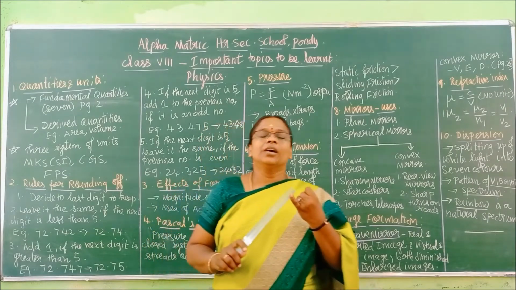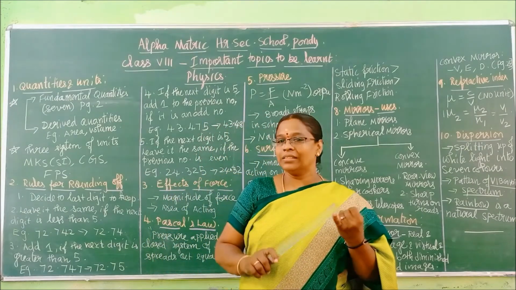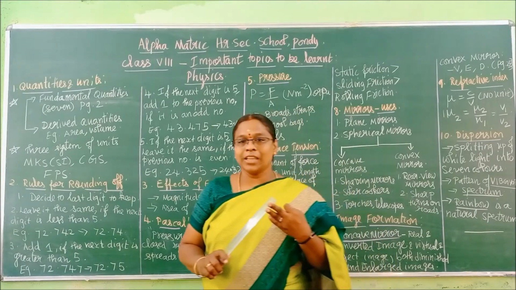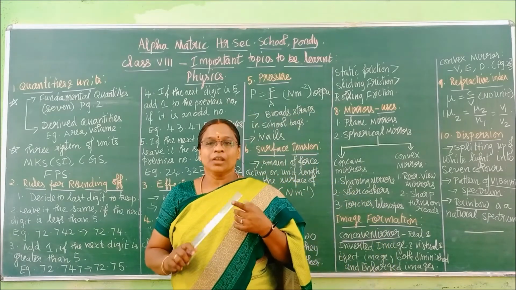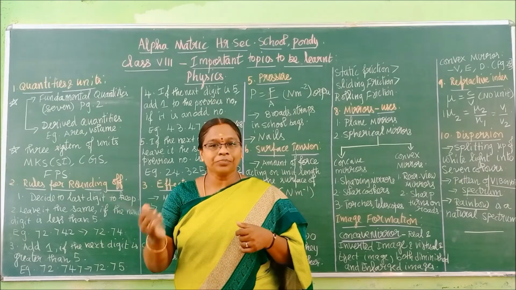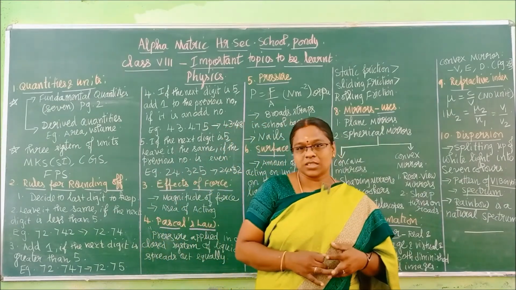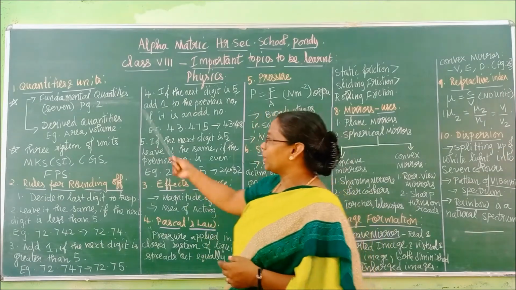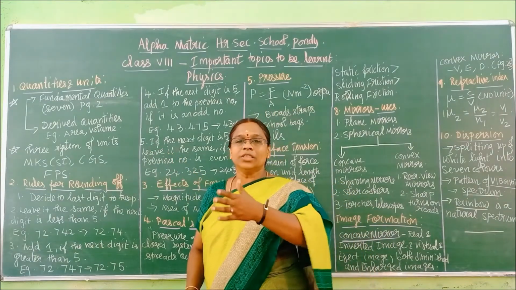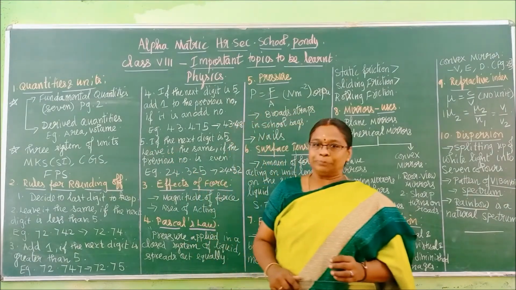Okay. What are the quantities? Come on, say. Length, mass, time, temperature, current, then luminous intensity, and the amount of substance. There are 7 fundamental quantities. And what are the units? That also you have to learn.